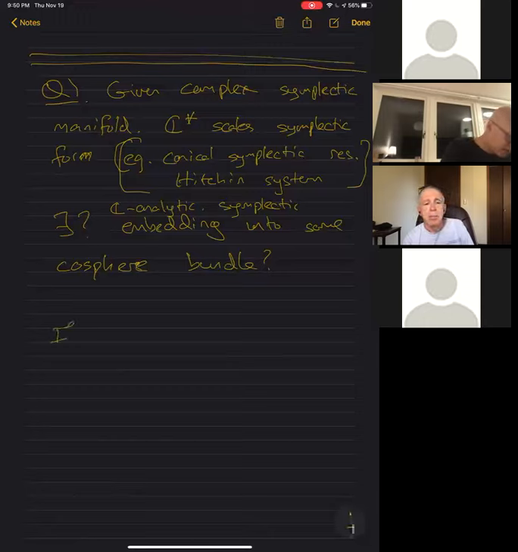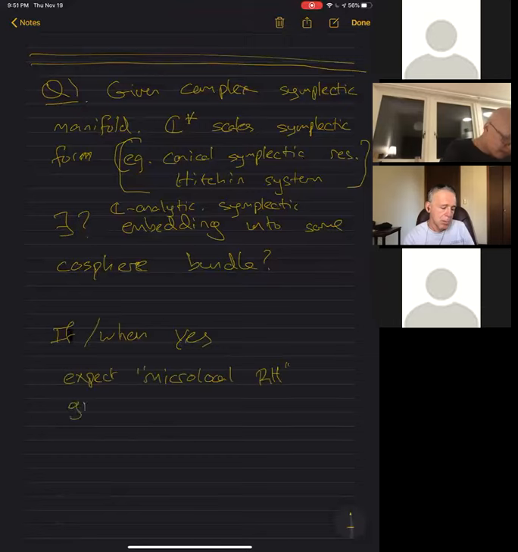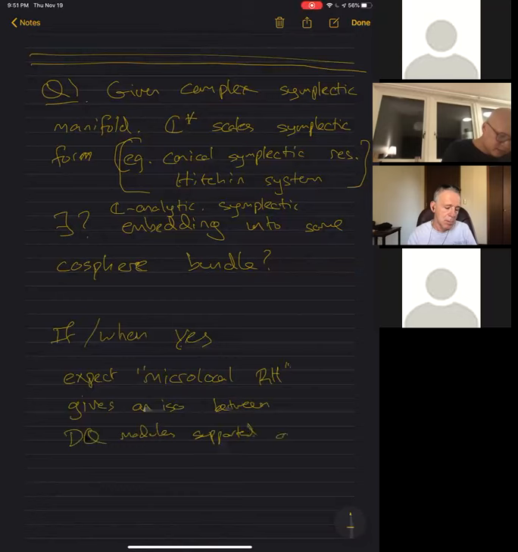So if, or when, yes, you expect that microlocal Riemann-Hilbert gives an isomorphism between, say, DQ modules supported on the core and mu sheaves as I've defined it right now.